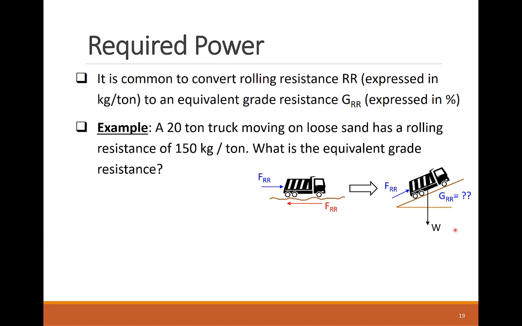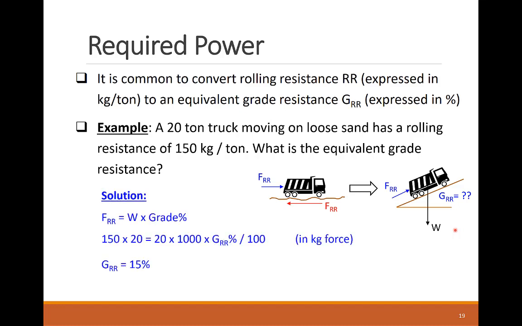Let's illustrate this transformation using an example. We need to calculate the equivalent grade resistance of the rolling resistance that is experienced by a 20-ton truck on a loose sand with rolling resistance rate 150 kilogram per ton. Like we did to derive the grade resistance formula, we will use the same approach to find the equivalent grade of the rolling resistance.